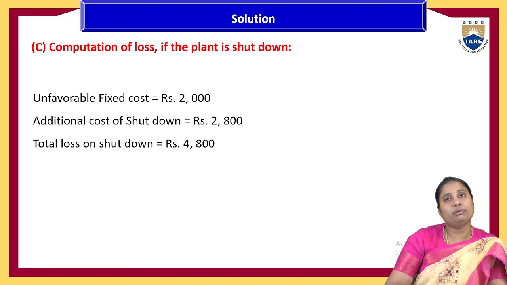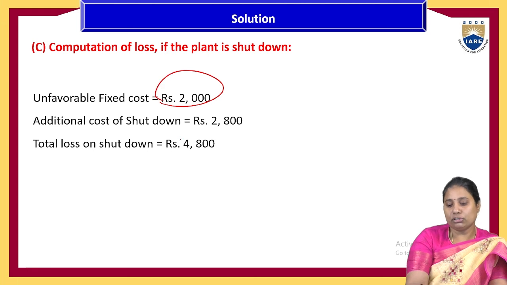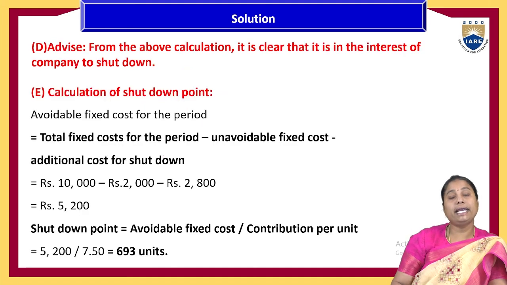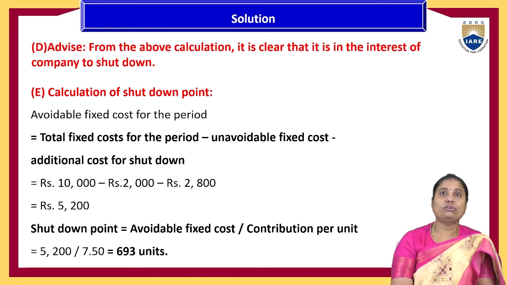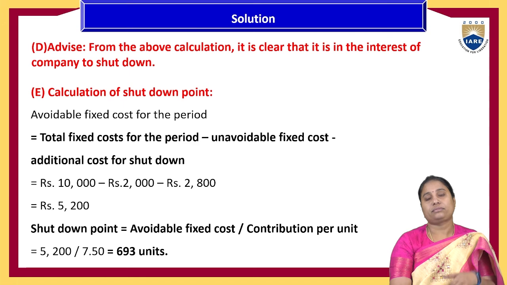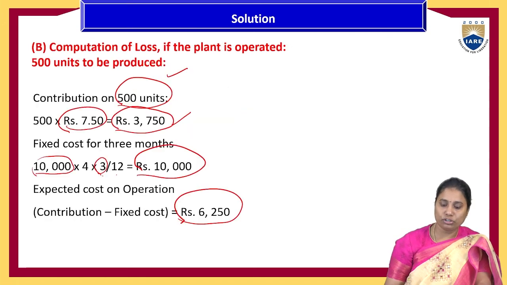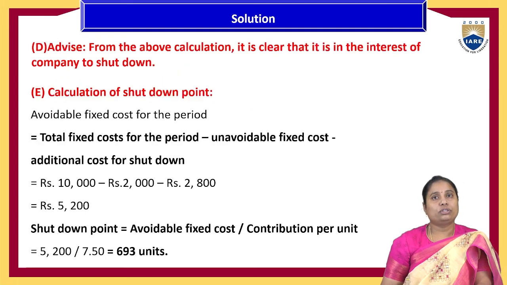The loss if the plant is shut down means unavoidable fixed cost of 2,000 additionally, and additional cost of shutdown 2,800, so the total loss on the shutdown is 4,800. From the above calculation, it is clear that in the interest of the company, it is better to go for the shutdown, because they are not going to get the benefit of continuing. Additionally, they are going to be paying 6,800 rupees of expenditure.